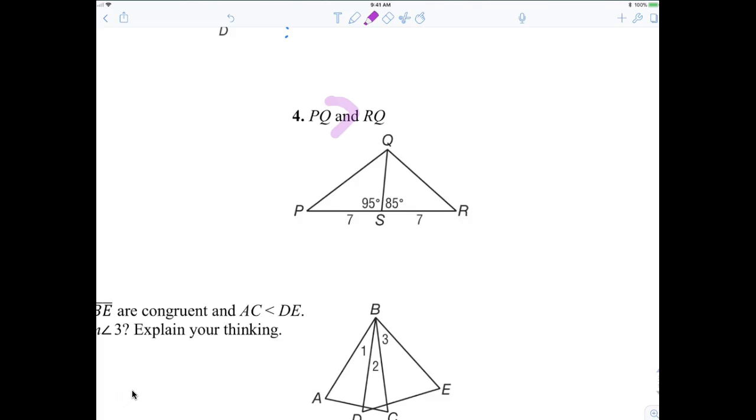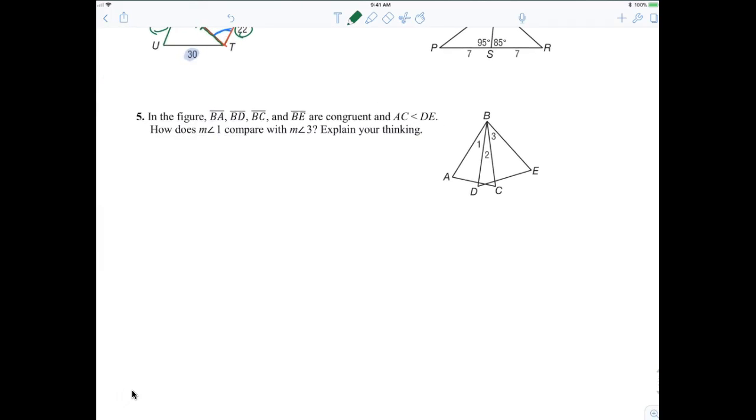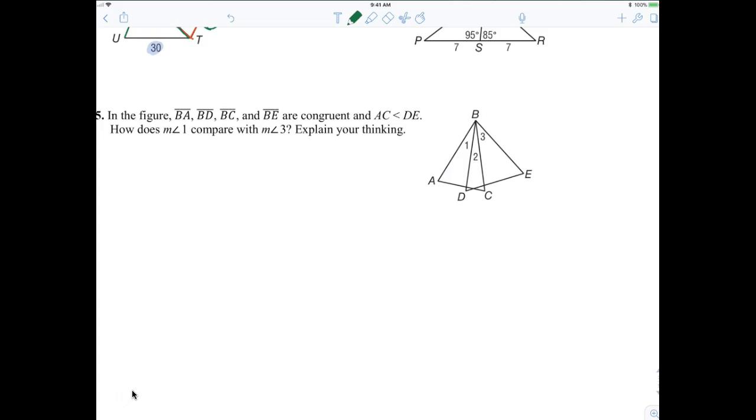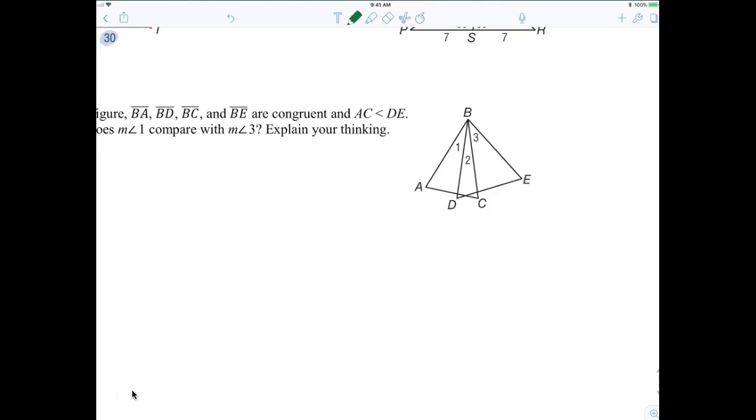All right, because again, it shared the common side and it wasn't twisted around at all. All right, now let's take a look at this now. All right, see if we can see something here. So it says in the figure, BA, BD, DC, and BE are all congruent. So what I want to do is I want to try to make that work. So BA, BD, BC, and BE are all congruent. And then it says AC is less than DE.